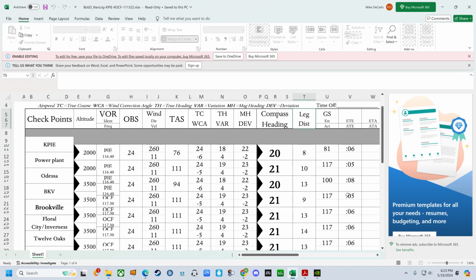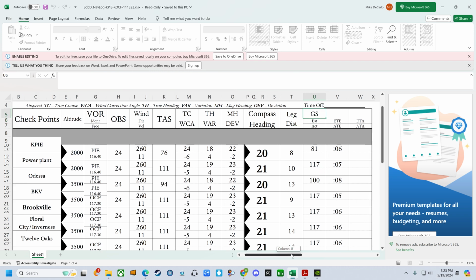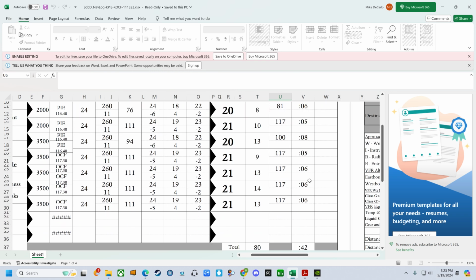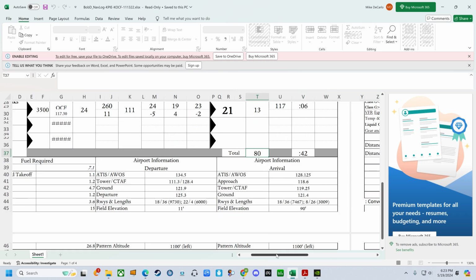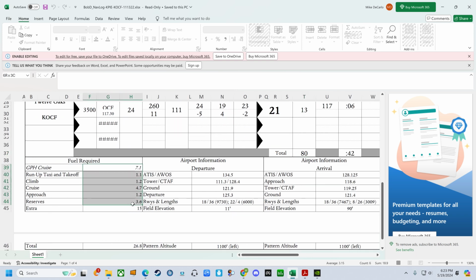That's called leg distance. You would actually calculate your ground speed and how long it would take you to fly that leg. And then at the end of it, you're going to get a total for your flight time. In this case, for the waypoints I picked, this would be a total flight time of 42 minutes with a total distance of 80 nautical miles. Then we would do fuel calculations, right? How much fuel do I need to have on board to safely fly this, meeting also my minimum reserves.